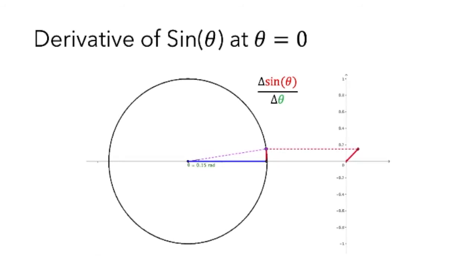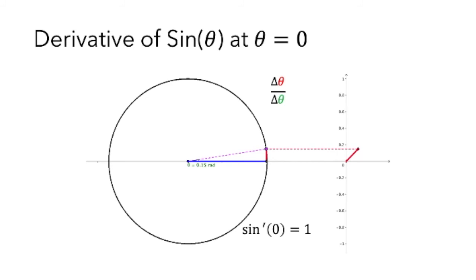As theta increased, the length of the adjacent side, the blue line, did not change. So in a sense, all of theta's increase went into the opposite side of the triangle, the red line. This suggests that when theta was 0, the length of the red line increased by the same amount as theta. This tells us that when theta equals 0, the derivative of sine is 1.